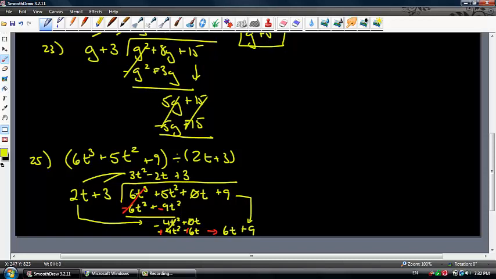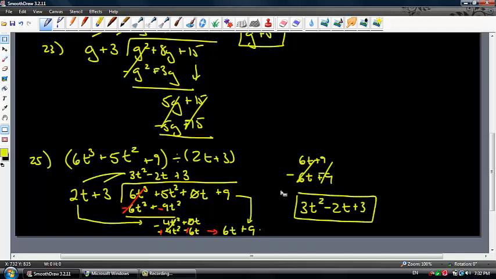I multiply. Sorry, this is getting kind of nasty. When I multiply 3 into 2t, I get 6t plus 9. When I subtract, those symbols are going to go away. I have no remainder, so my final answer is 3t squared minus 2t plus 3.